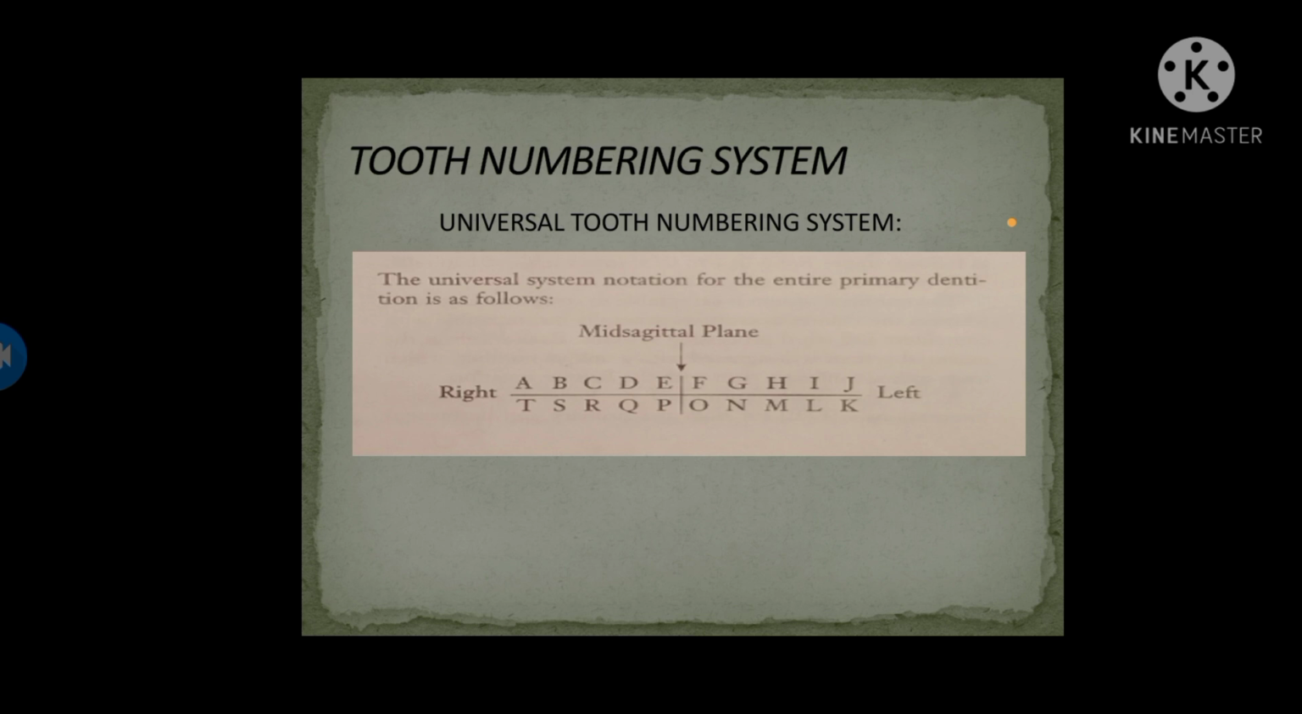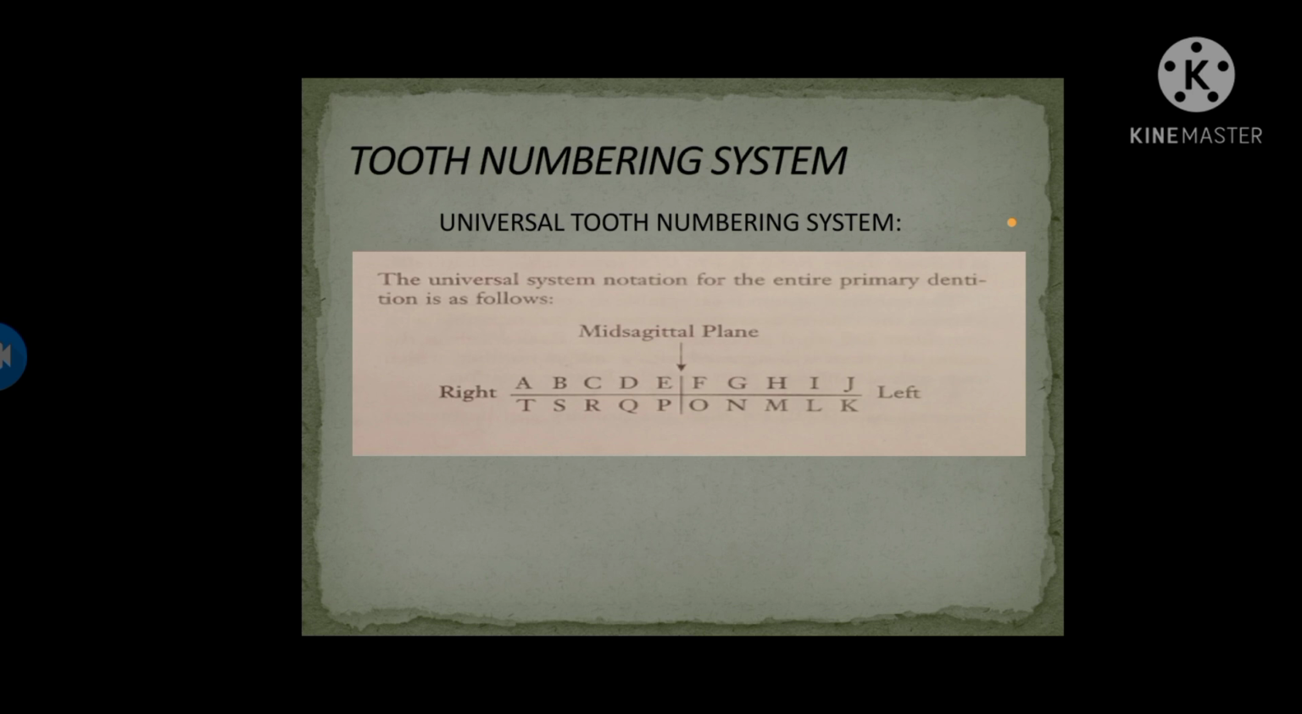In primary dentition, as you can see in this picture, here we have the mid-sagittal plane, right and left side. From the right we have started from the maxillary molar, that is the second molar, A. Then we have B, denoting the maxillary first molar. Then C is denoting the canine, D is denoting the lateral incisor, and E is denoting the central incisor.